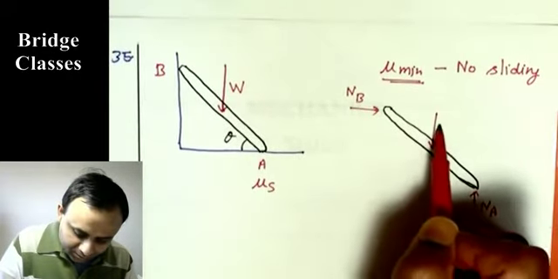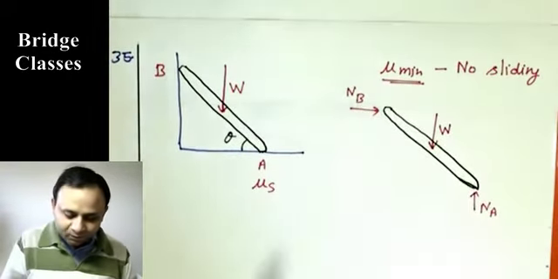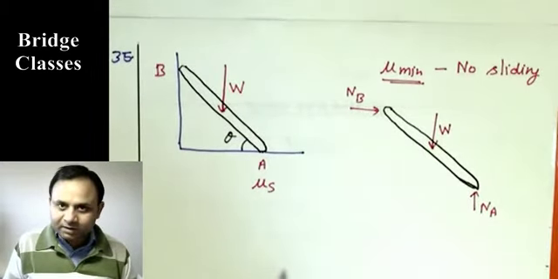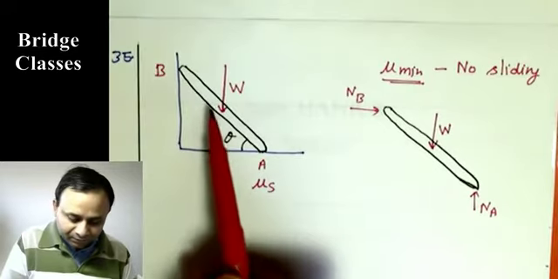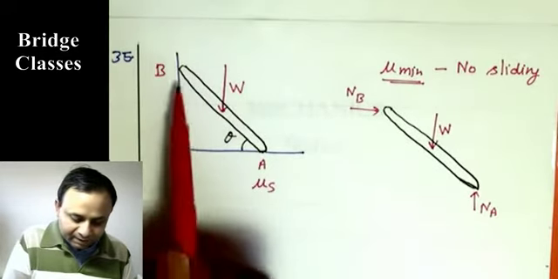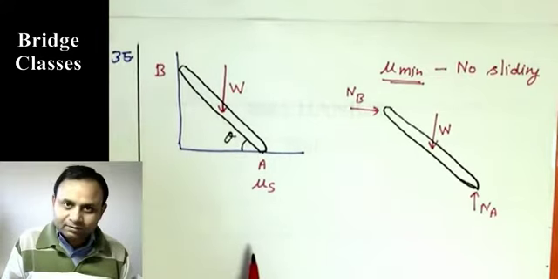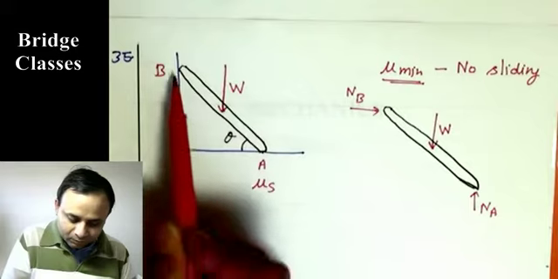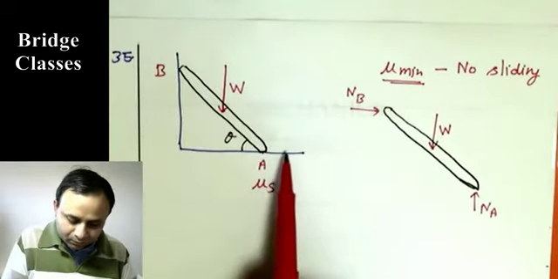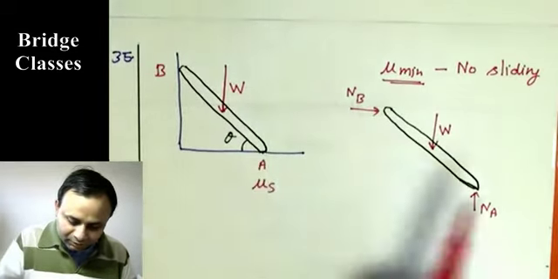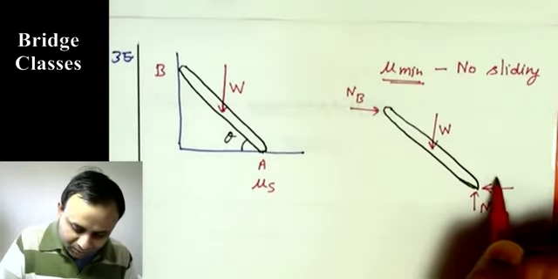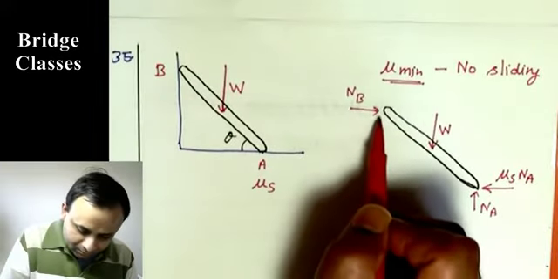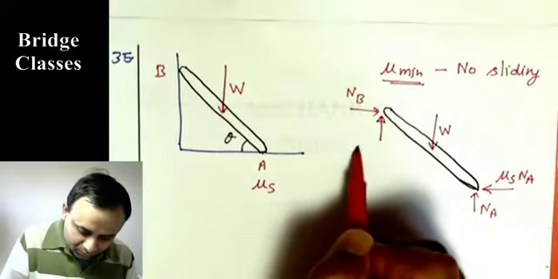Okay, with W acting here, and now friction at these two locations. Now it is impending motion, and when it slides, it is going to slide at both of these points, like this. It is going to fall down. So friction will be in the opposite direction. At this point friction will be mu s N A, and here it will be mu s N B.